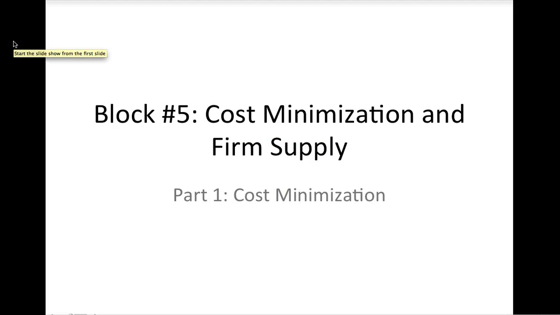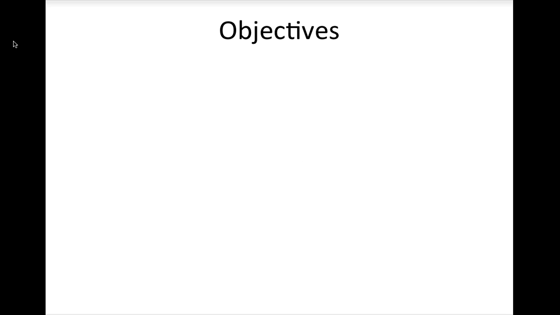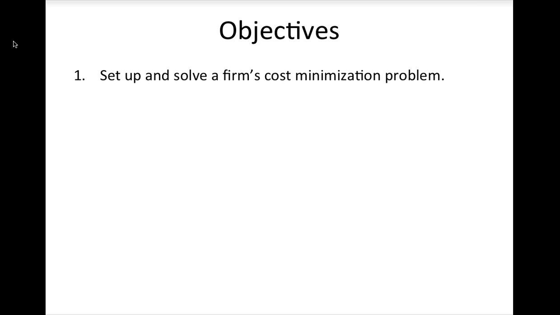Today, we will look at the firm's problem from a different perspective, that of finding the least cost way to produce a given level of output. We call this problem the firm's cost minimization problem. By the end of this lesson, you should be able to set up and solve a firm's cost minimization problem.